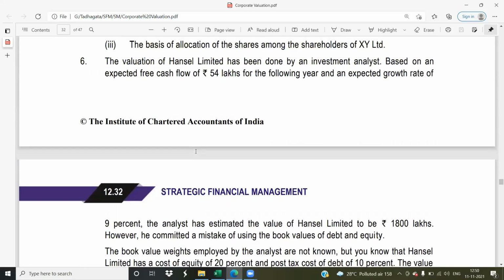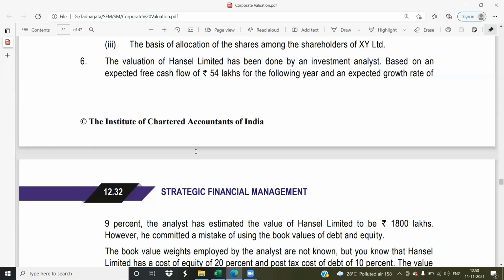First, what all details are given? See, expected free cash flows are given. Then you have growth rate. Then you have value of Hansel Limited based on book value weights. So we'll draw an equation that is 1800 lakhs is equal to 54 lakh by weighted average cost of capital minus 9%. This is actually value is equal to expected free cash flow by weighted average cost of capital minus growth rate. Using that particular formula, we will derive weighted average cost of capital.